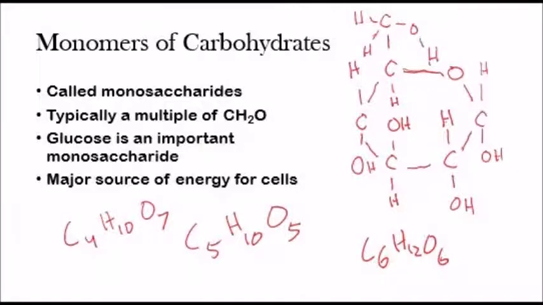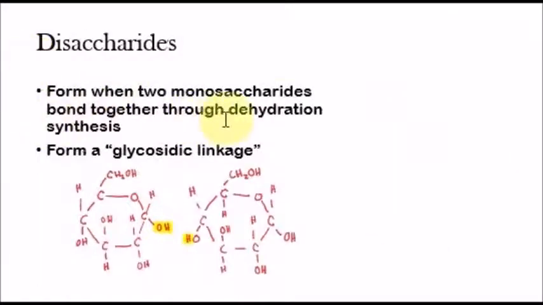Now, disaccharides form when two monosaccharides bond together through dehydration synthesis. We talked about what dehydration synthesis is, so this should not be too difficult to understand. Whenever they bond, it forms what's called a glycosidic linkage. If you look here, we have a glucose molecule here, and then we have another glucose molecule here. I'm going to show you how they react through dehydration synthesis.